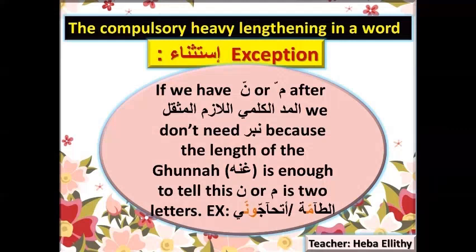Why? Because the غنة in this ميم and نون it's أكمل ما تكون. It's the longest غنة in the Quran. It can tell me right away this letter has two letters. It's not just one letter. Example for it, word الطامة. Here أتحاجوني.